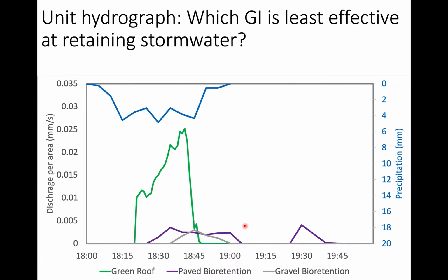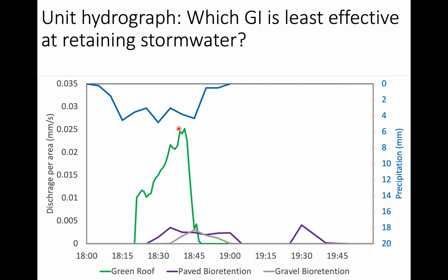And now we get a very different picture, because rather than thinking that the green roof is a small player, what we see is that the green roof per unit area is producing a lot more runoff than the bioretention cells. The bioretention cells are pretty similar to each other, but man, the green roof responds faster and it produces a lot higher flow per unit area than the bioretention cells.